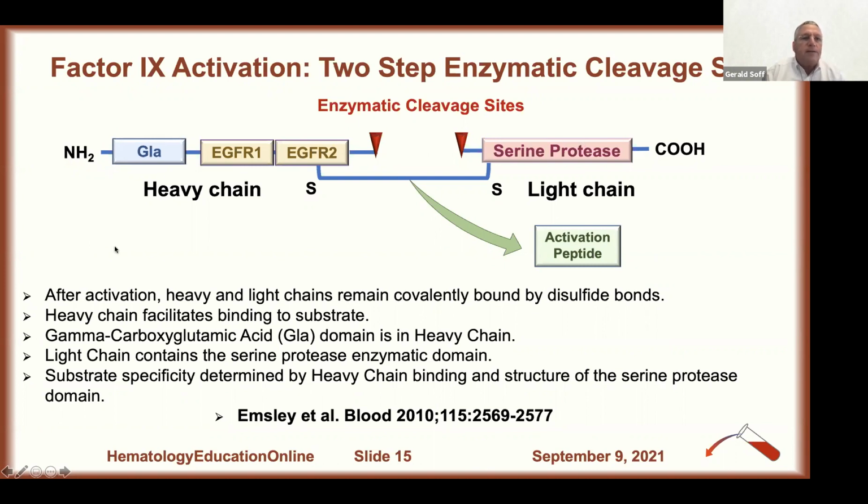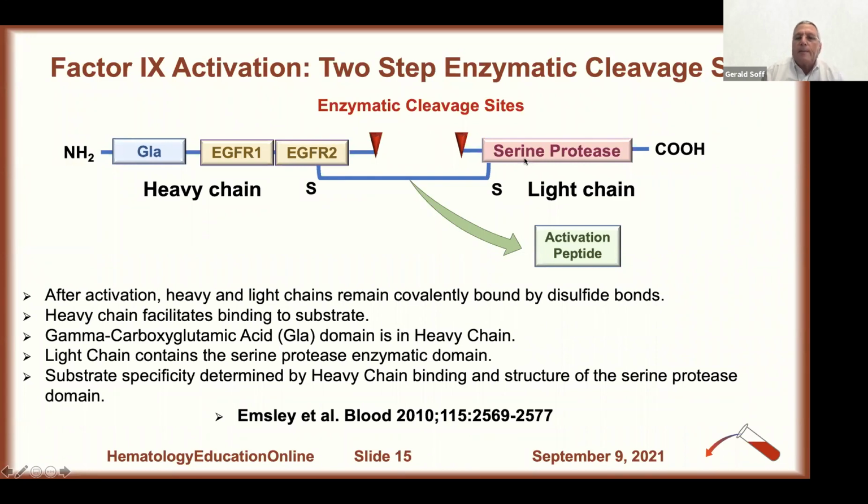The heavy chain contains the gamma carboxyglutamic acid domain, and we'll talk about this, but as you know, this is essential for calcium binding and formation of the activated enzyme complex. The heavy chain also helps dictate substrate specificity. The heavy chain has domains that bind to whatever substrate the enzyme will cleave. Then there's a disulfide bond here, illustrated SS here, linking it to the serine protease light chain.